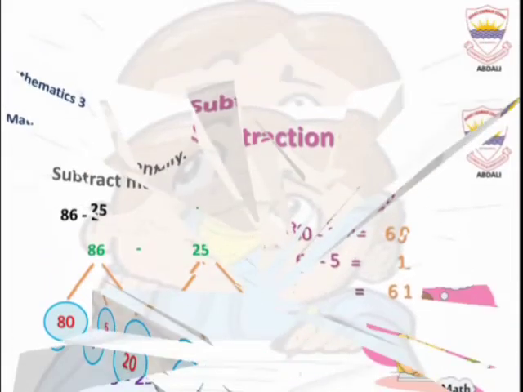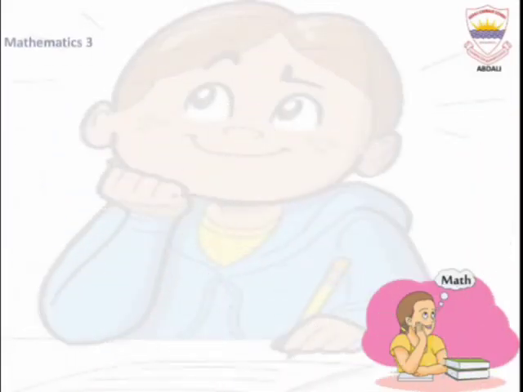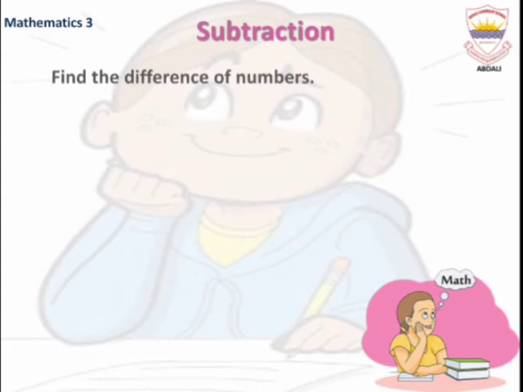Now student, let's start to solve our second question. Our second question is find the difference of the numbers. Student, difference means we subtract two numbers. 2164 and 728. First of all, we start to subtract at ones place.